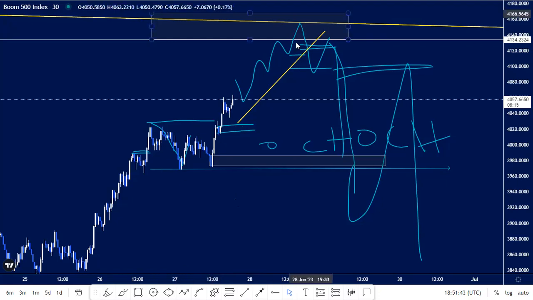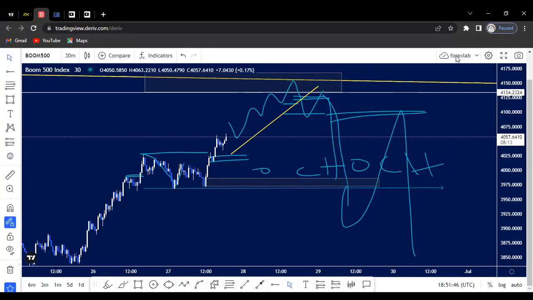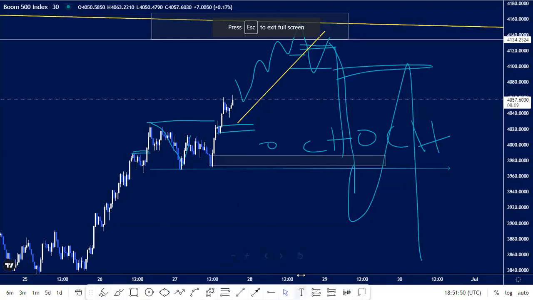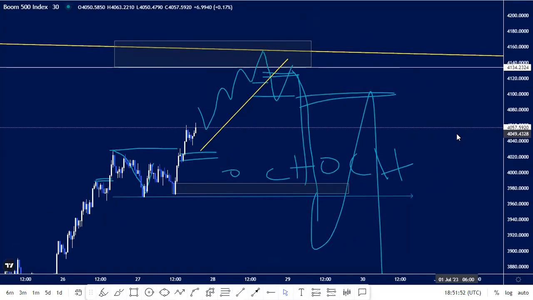So that is it for Boom 500. Anyone with a question on Boom 500 before we move to VIX 75? Anyone with a question there? Or it's clear?